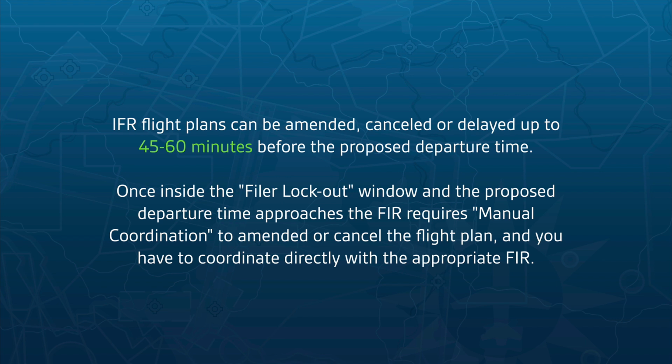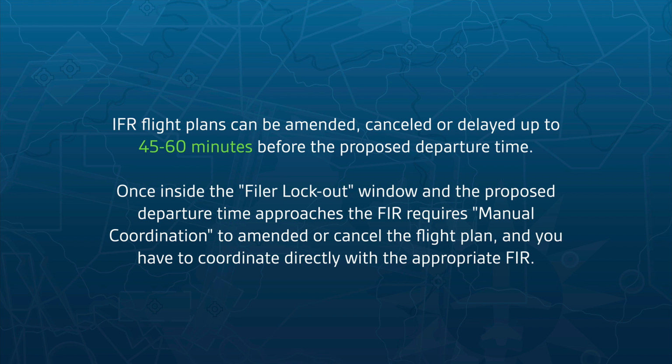Once you're inside what's called the filer lockout window, and the proposed departure time approaches, the flight information region will require you to manually coordinate with them to amend or cancel the flight plan. So if you're within that filer lockout window, the only way to actually amend or cancel the flight plan will be to call them directly with the appropriate FIR through either a frequency or a phone number.